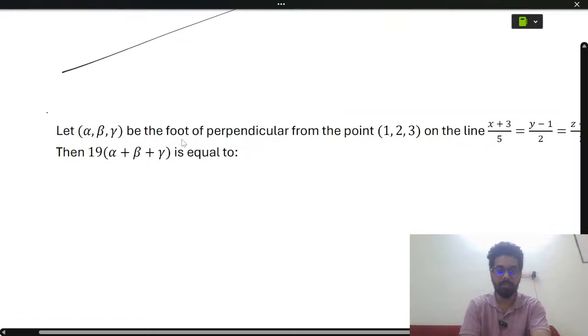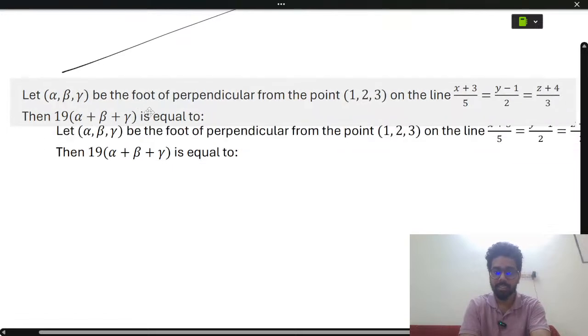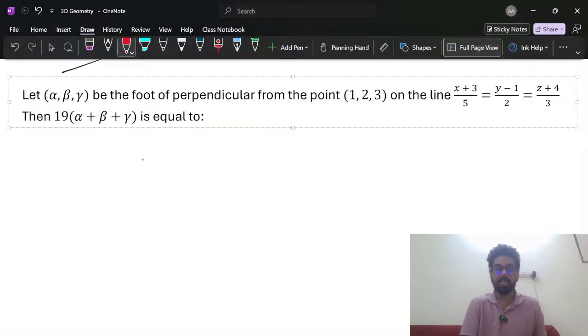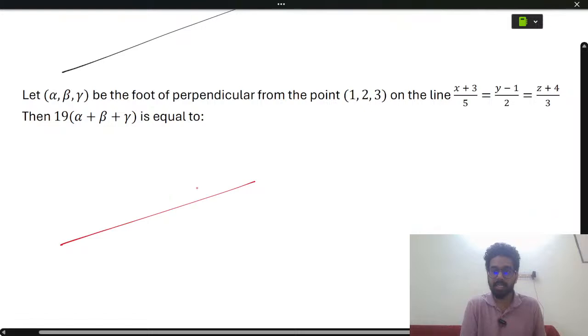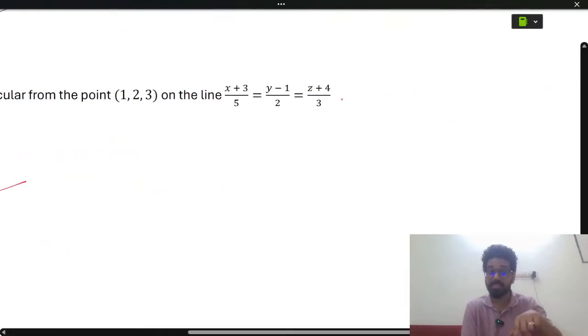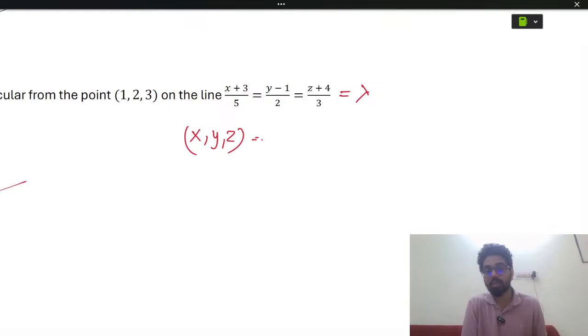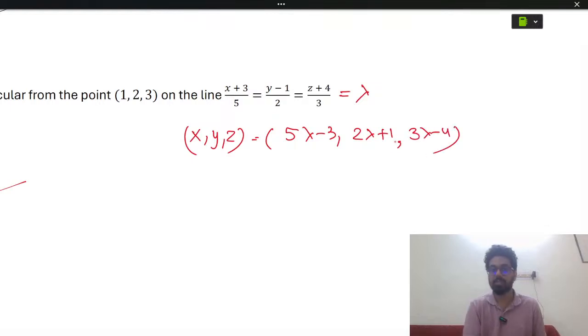I will just describe the concept because I have already done this in the last session also. So here in such a case, this is the line, this is the point 1, 2, 3. First of all, I will calculate a random point on this line, and I have told you in this session also to calculate the point randomly on this line. You just equate it with lambda and get x, y, z, any random point on this line, which will be equal to 5 lambda minus 3, 2 lambda plus 1 and 3 lambda minus 4.